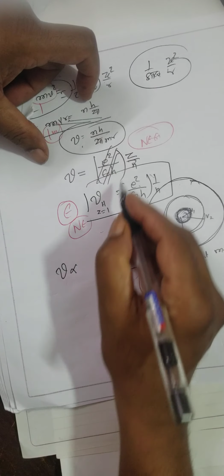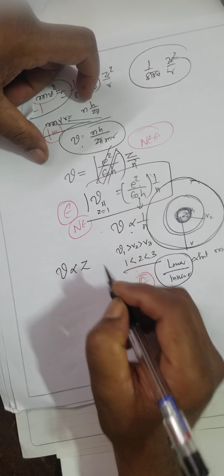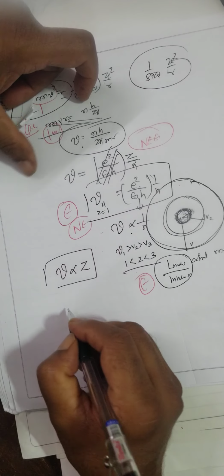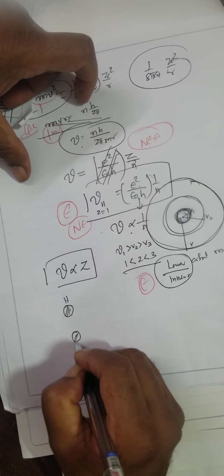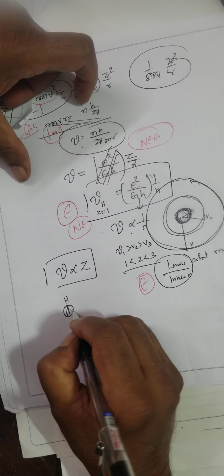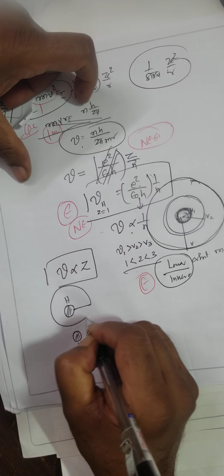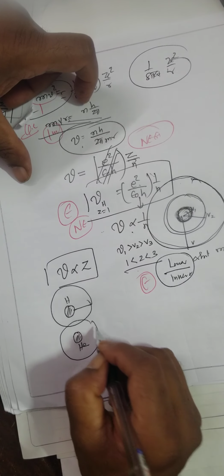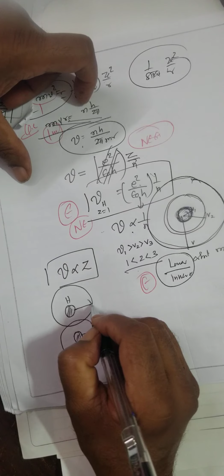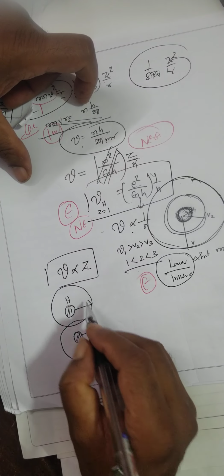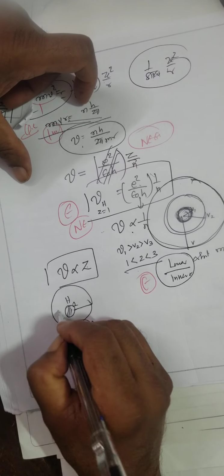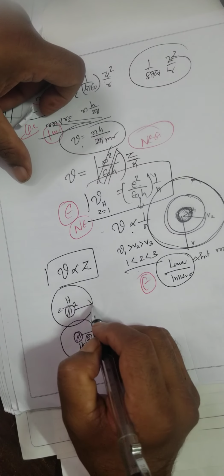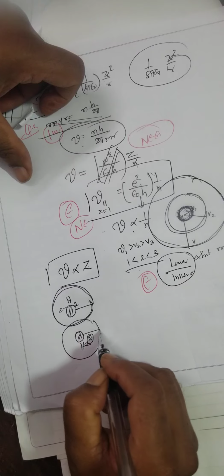Velocity is directly proportional to charge Z. What do you mean by this? Among hydrogen and helium, first orbit. Here hydrogen, Z is 1; here helium, Z is 2. Which moves faster? When hydrogen takes 1 round, helium takes 2 rounds.